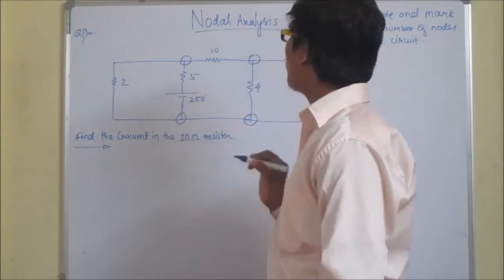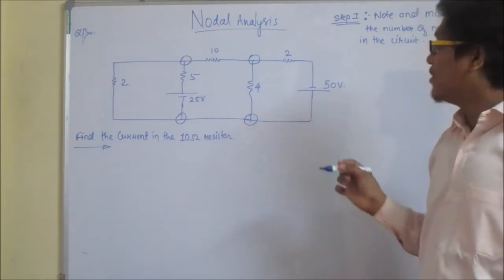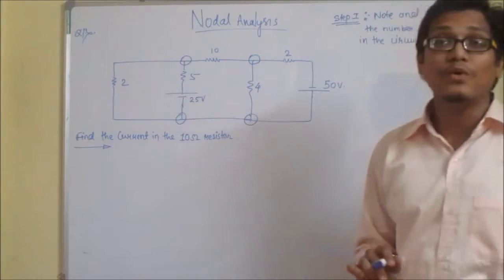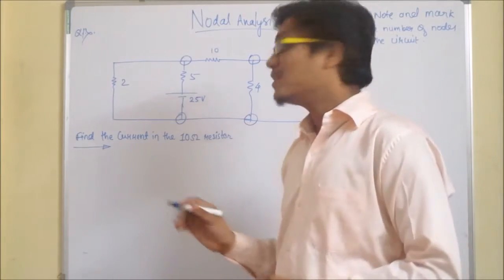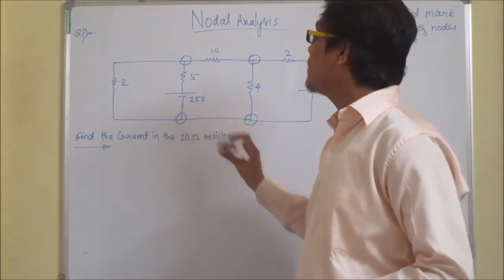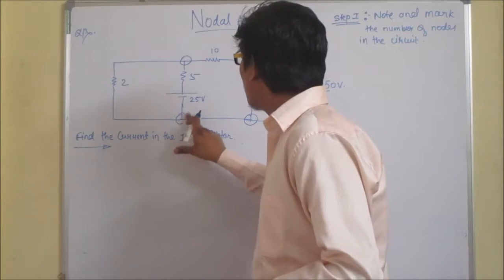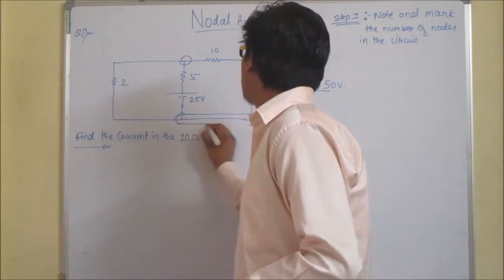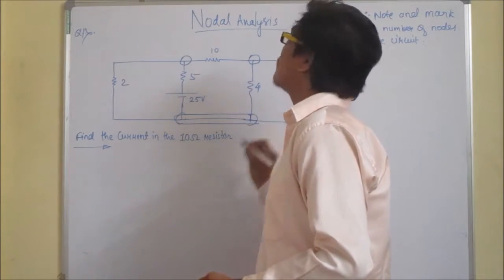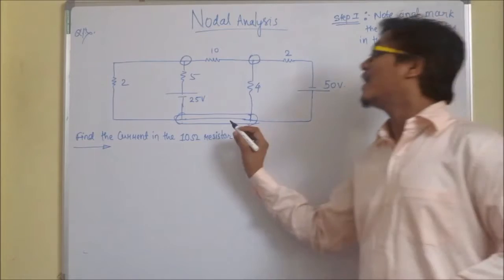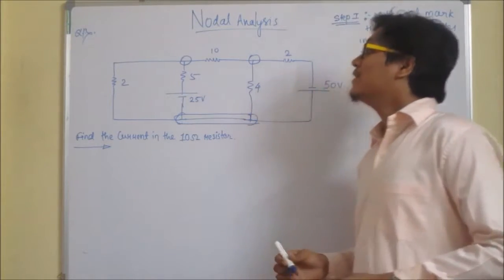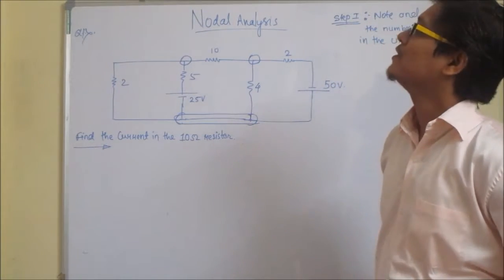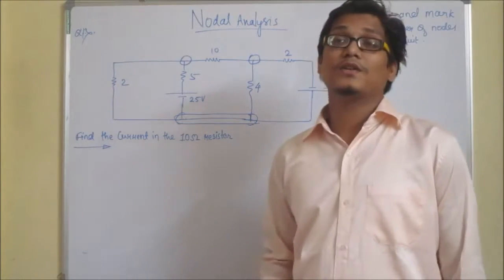But see, there is no element between these 2 nodes. If there is no element between 2 nodes, then they are common to each other, hence there is a single node, not 2 nodes. If there would have been an element between them, then they would be different nodes. But now they are the same node. Therefore, in total there are 3 nodes in the circuit.